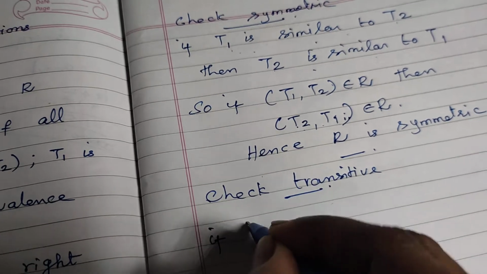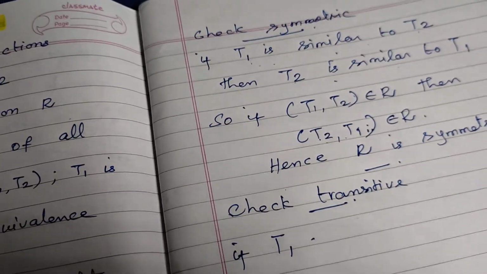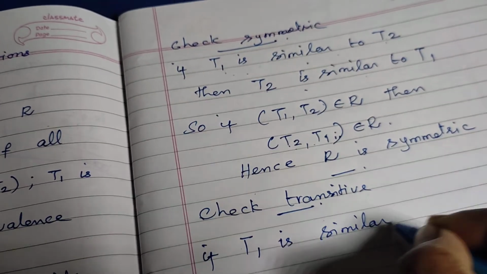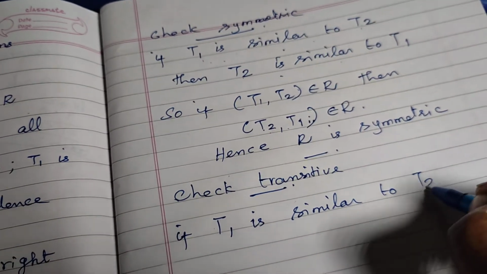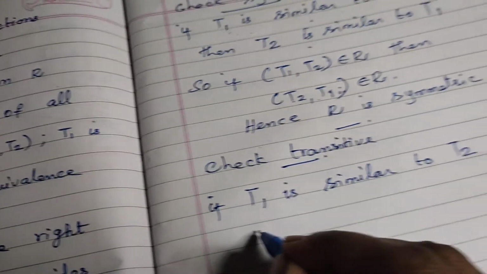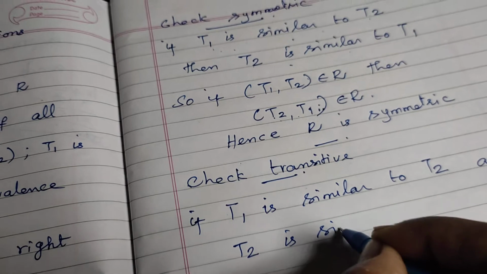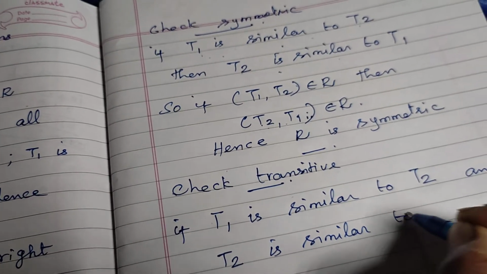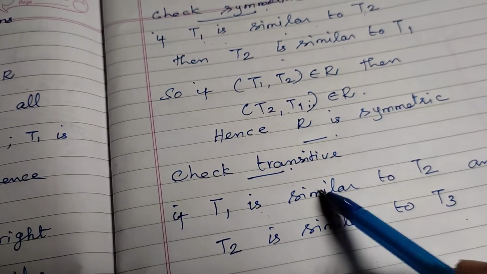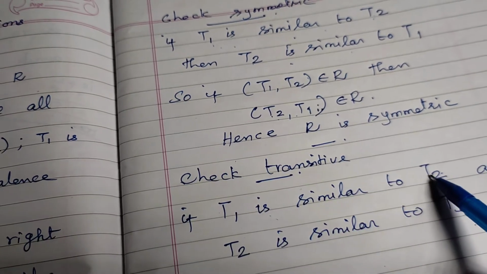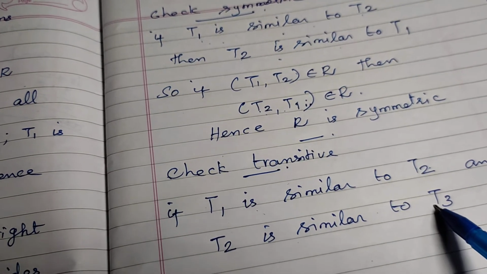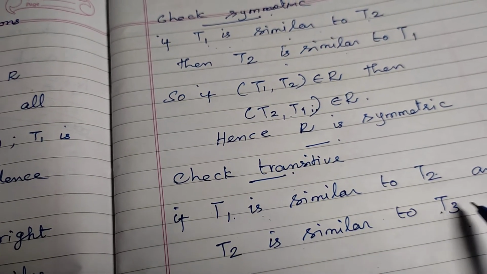Okay, if T1 is similar to T2, and another assumed condition is T2 is similar to T3. These two conditions are assumed here. T1 is similar to T2, T2 is similar to T3. That means automatically we can say that T1 is similar to T3.